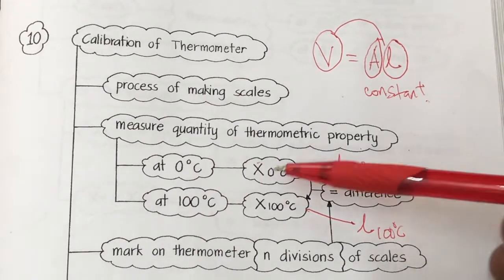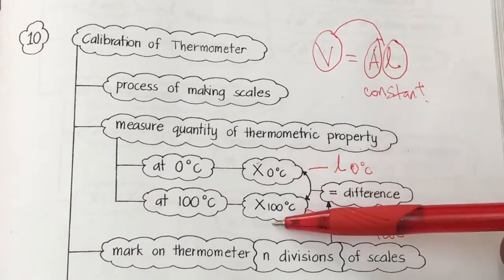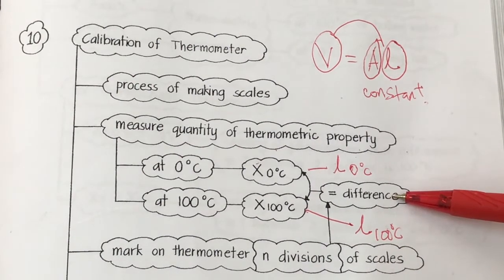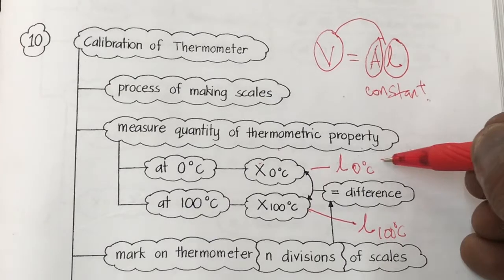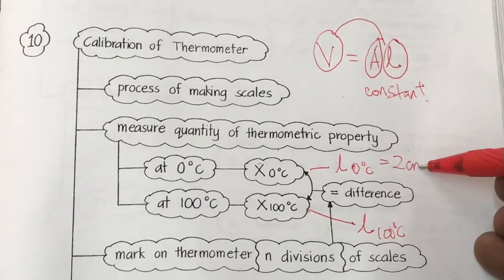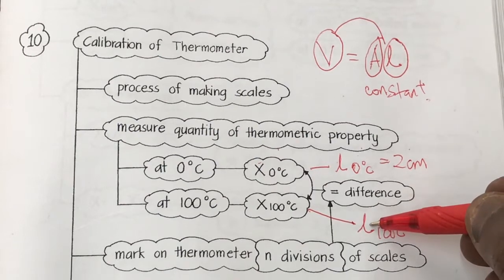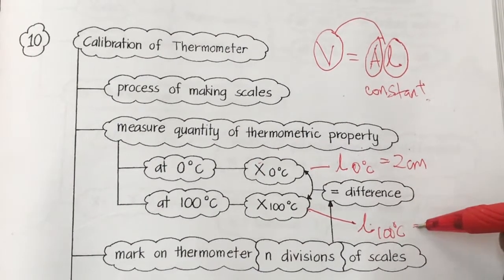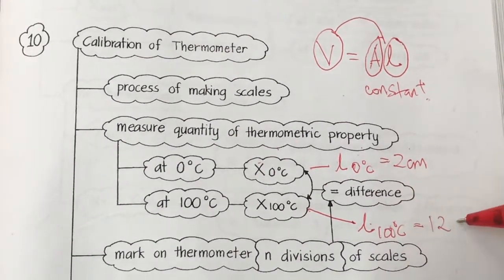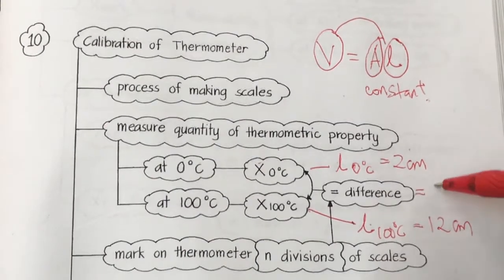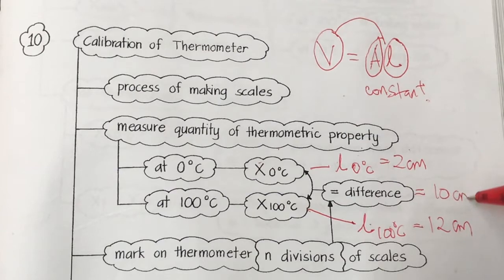And then we take the difference between both lengths. Let us say the length at 0 degrees Celsius was 2 cm. And let us say the length of mercury at 100 degrees Celsius was 12 cm. So now the difference would be 10 cm.